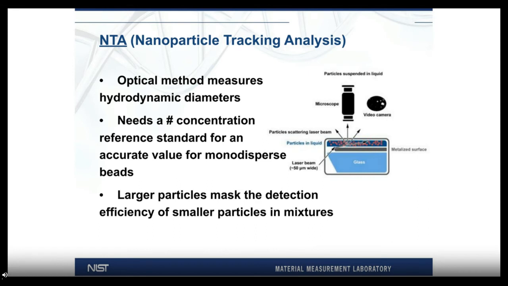We're also looking at nanoparticle tracking analysis, or NTA. It's an optical method which takes snapshots of moving particles in solution. It's an optical method which measures the hydrodynamic radius of particles. One of the problems is that you need a number concentration reference standard for an accurate absolute measurement, and large particles mask the detection efficiency of smaller particles in mixtures.